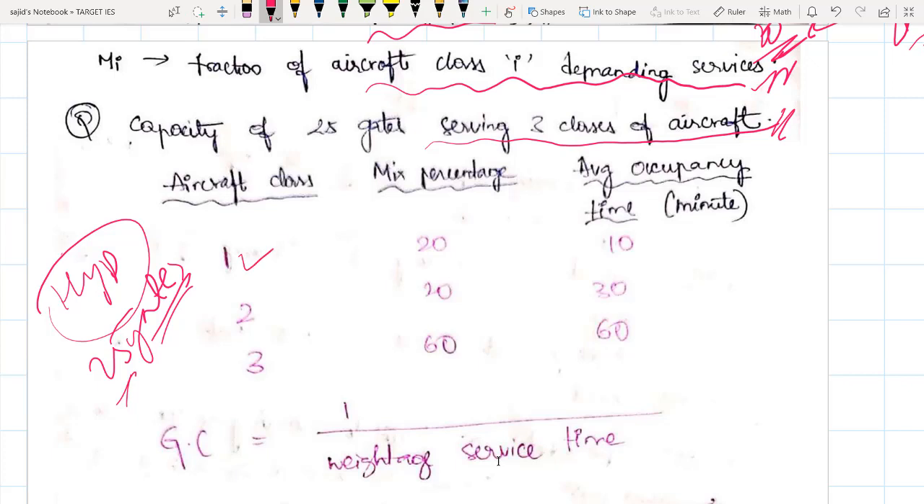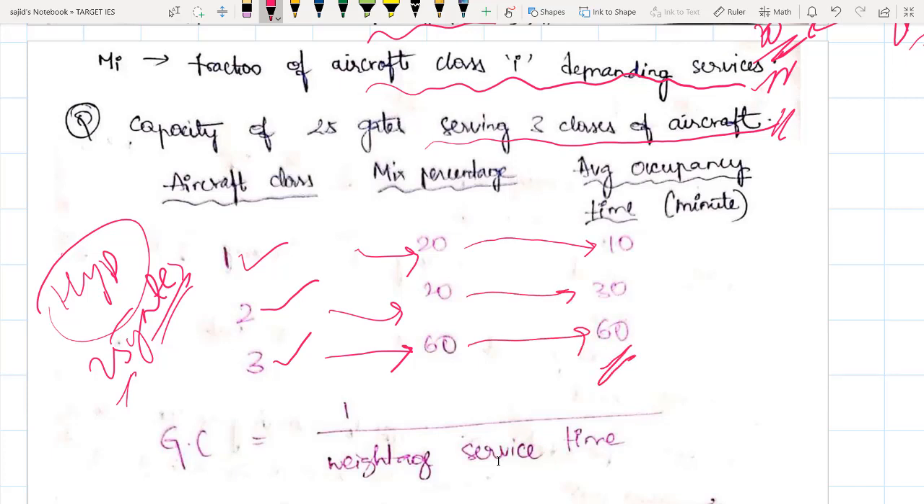Let us say class 1, class 2 and class 3. Class 1 is 20% of vehicles, class 2 is 20% of vehicles and class 3 is 60% of vehicles. And what is the average occupancy time? It is 10 minutes, 30 minutes, 60 minutes. Obviously you can relate, right? If you have a lighter vehicle it will take less time. So the lower class will take less time. If you are taking class 1 or class 2, it will take much less time. If you are going for class 3, class 4, obviously the occupancy time will be more. I hope it is very clear, right?